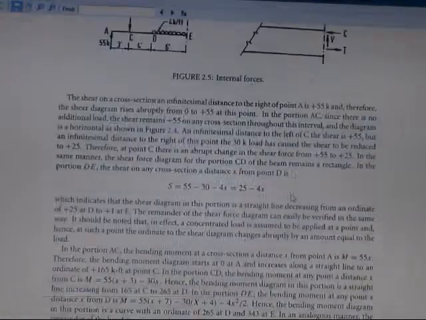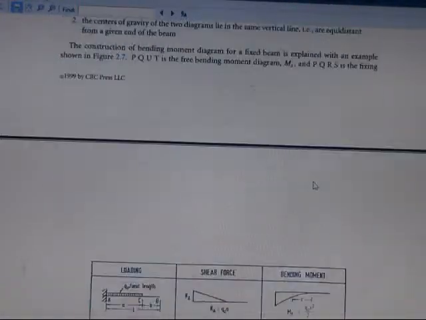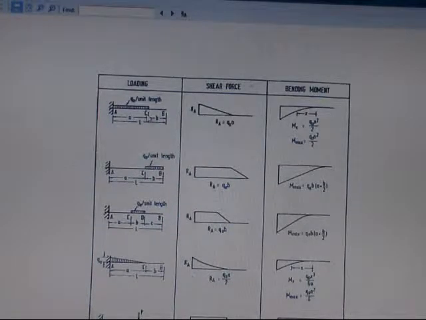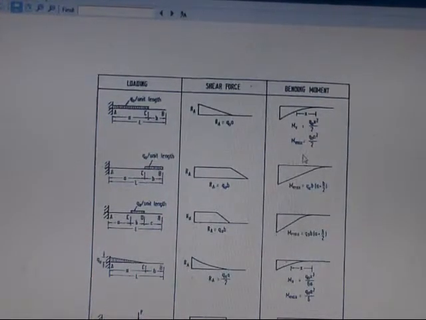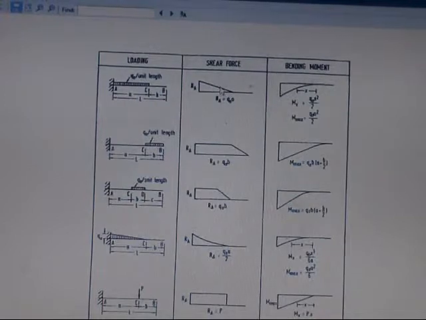And this is also the fixed pin. We can also calculate this process. Count out the loading, the shear force and the bending moment table. So count the loading, shear force, bending moment. We can draw this diagram.